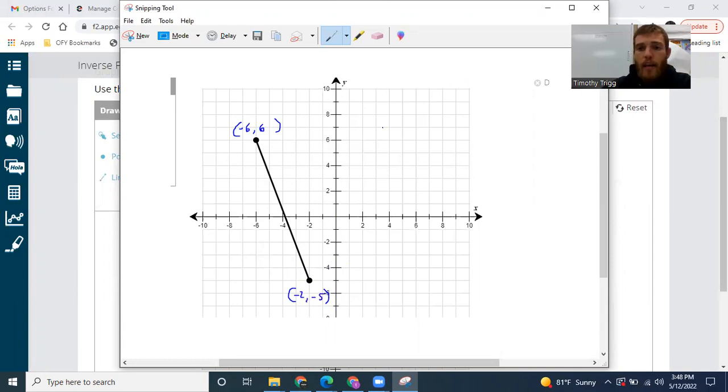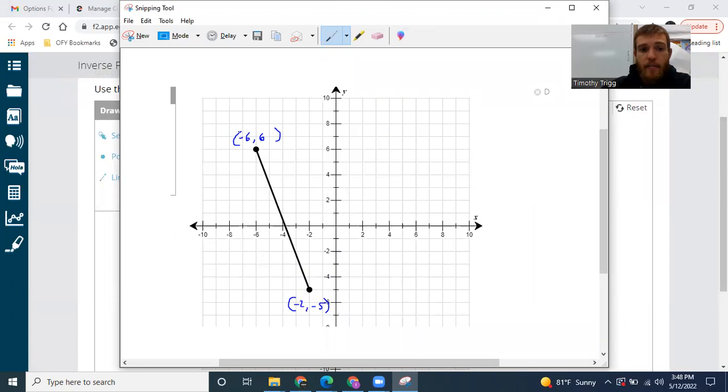Okay, so for our inverse function, we're going to have, instead of -6, 6, the coordinate point 6, -6. Again, flipping the x and y. We're also going to have the point -5, -2. Let's go ahead and graph those points. So 6, -6 down here. And then -5, -2.